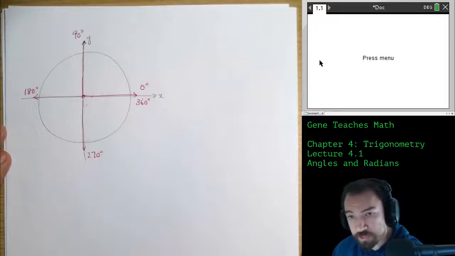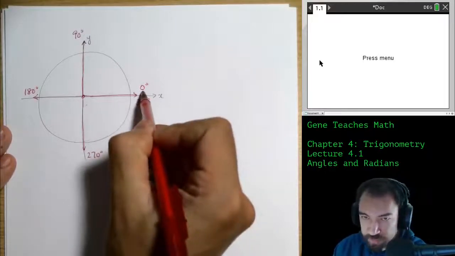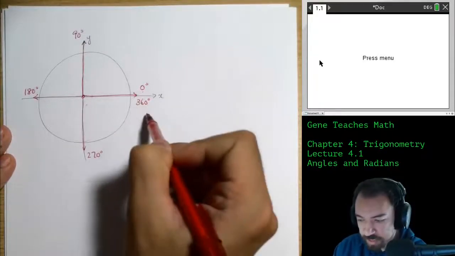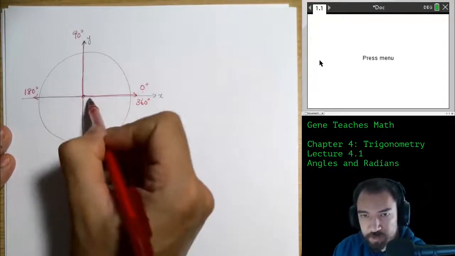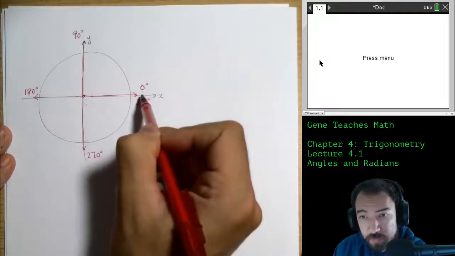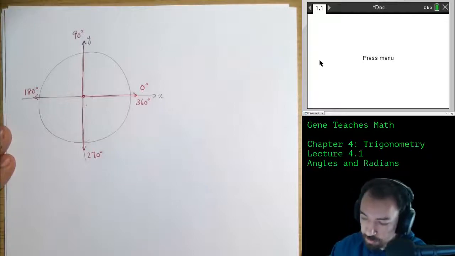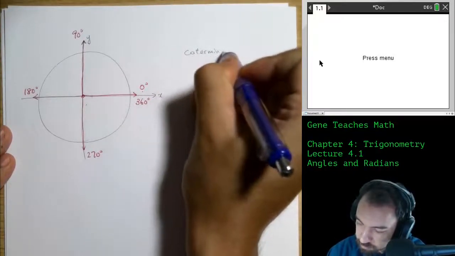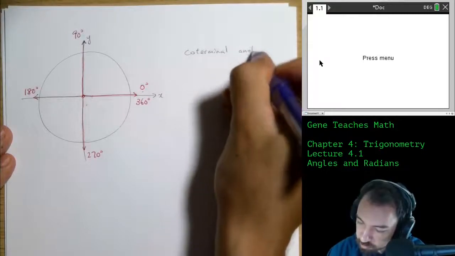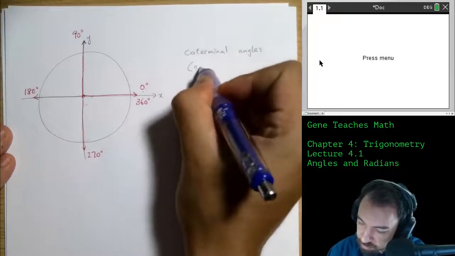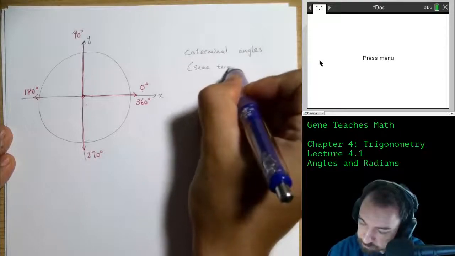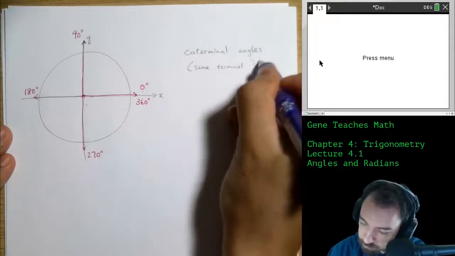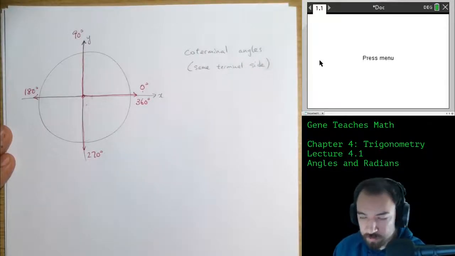So this raises an interesting point. In the case of 0 degrees, I went nowhere. In the case of 360 degrees, I did a full lap around the circle. But these ended up with the same terminal side. We call these coterminal angles. So coterminal angles have the same terminal side, which means they are 360 degrees or a multiple of 360 degrees apart.